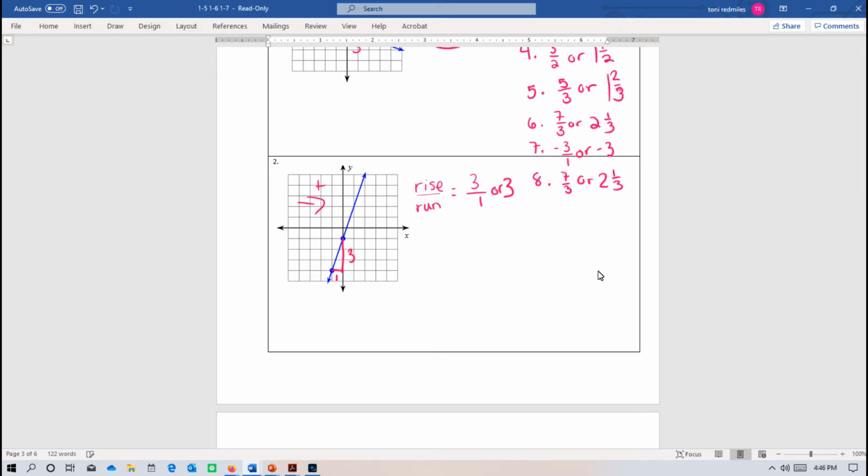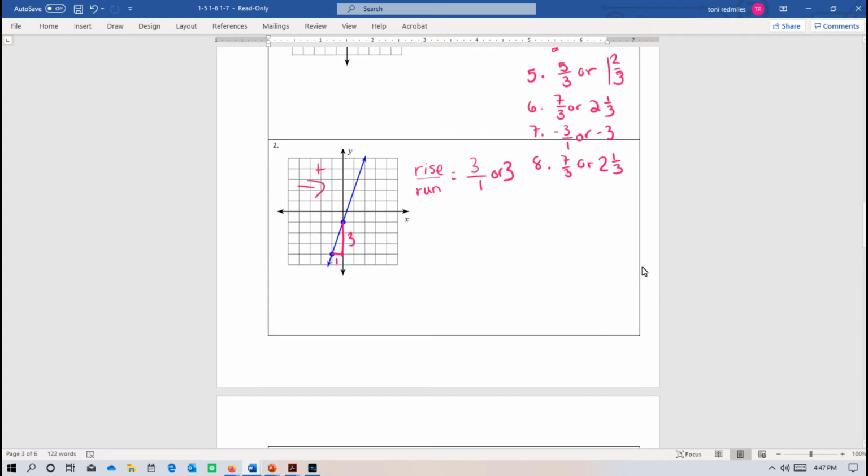I don't care if you give me improper fractions. What I do care is that the number that you give me is reduced. So in this case, 3 over 1 is a reduced improper fraction, so that is okay with me. All right, let's go to number 3 now.